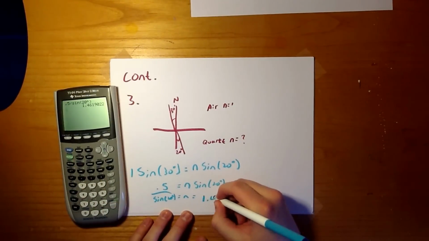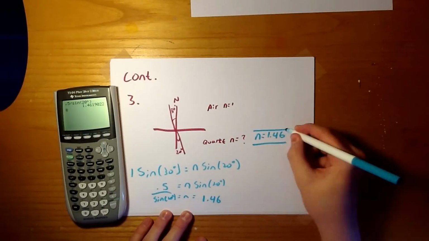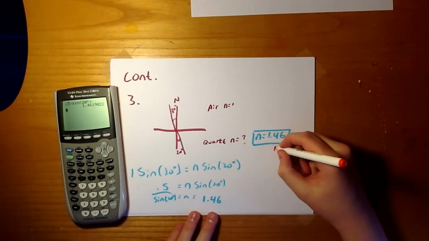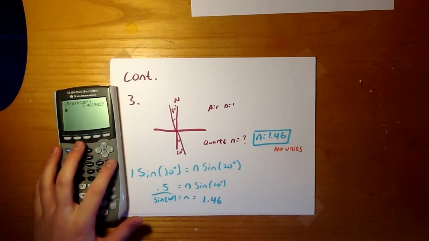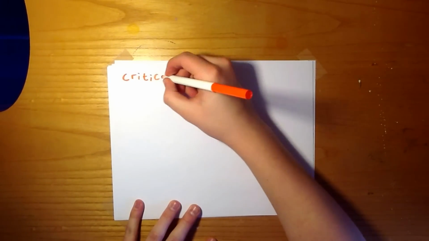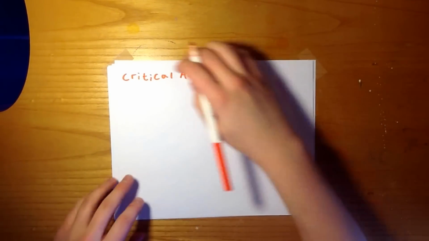You should get an n value of around 1.46. And remember, there's no units on the index of refraction. Alright, so another concept you need to understand is the concept of the critical angle.